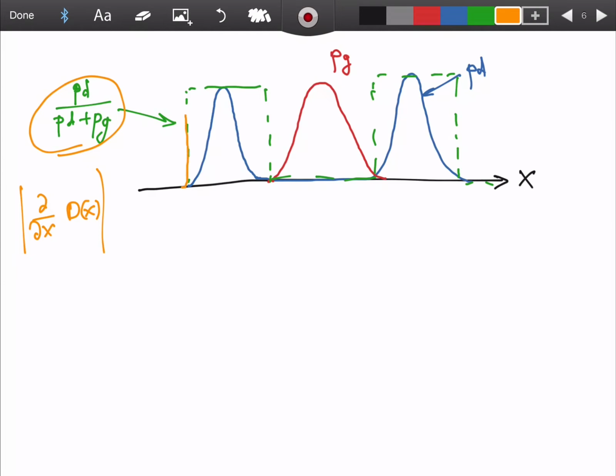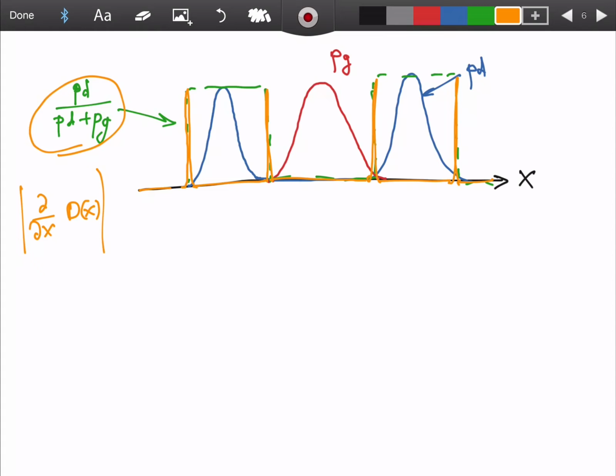So the derivative will be high here. It will be high here. It will be high here, and it will be high here. It will vanish elsewhere. I mean, it will not exactly vanish, but it will be practically zero in case of these Gaussians. And if the distribution is really supported on some bounded support, then it will be exactly zero.